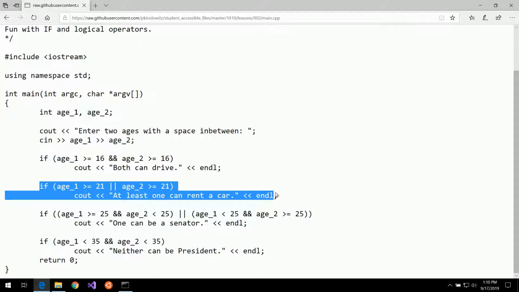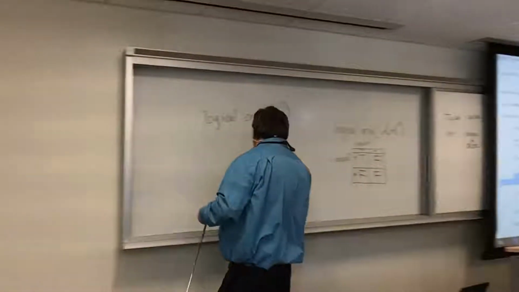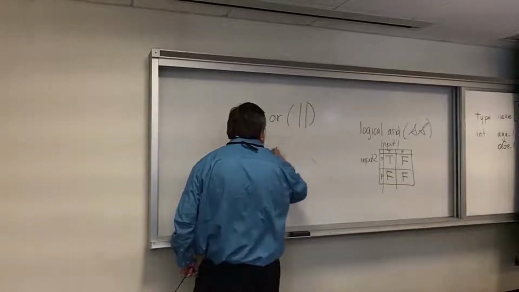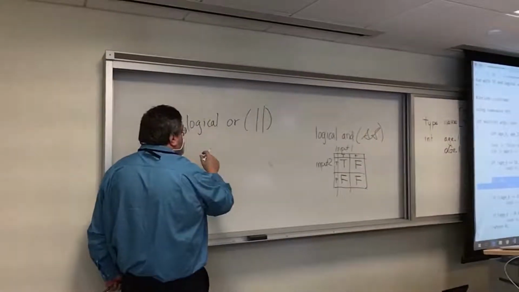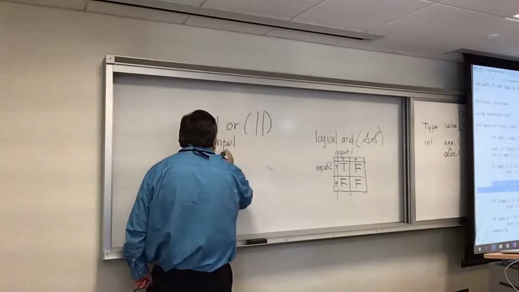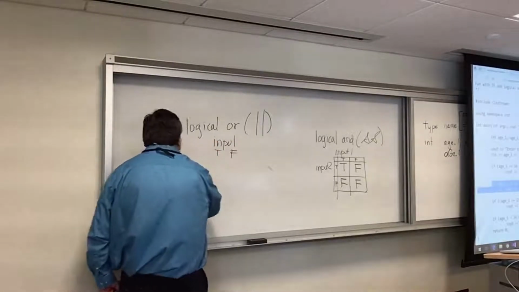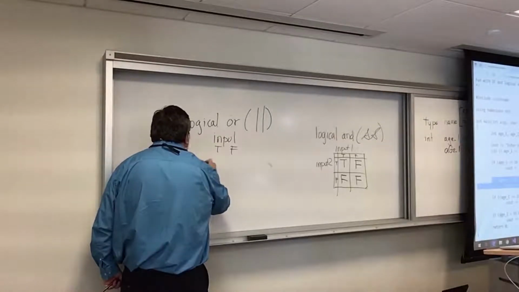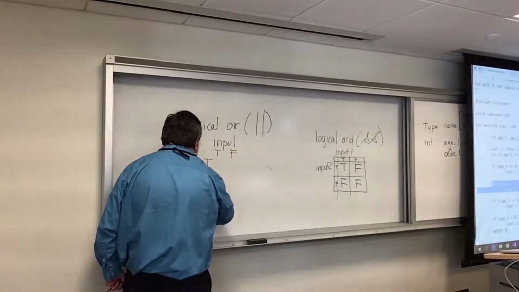All right, so pipe is logical or. Let's do a truth table for that. Input 1, true, false. Input 2, true, false.